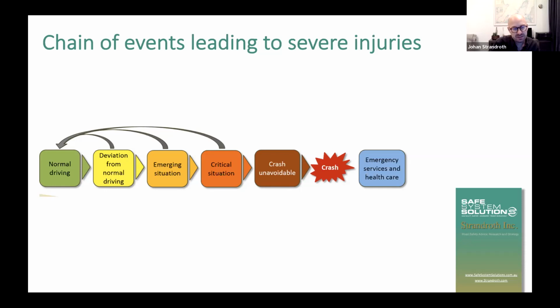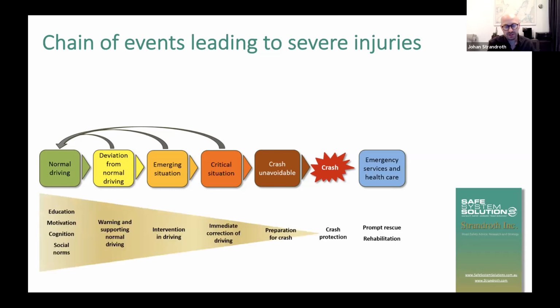Maybe I actually leave my lane, and then into a crash-unavoidable phase where it's not a matter of if, it's a matter of when I crash into that oncoming vehicle head-on. And there's a crash, and after that, emergency service and healthcare, hopefully. What we would normally say is that there are a lot of things across this chain that are valuable and could bring me back to normal driving. So in those first critical phases, the crash is still avoidable, and we can warn, we can support, we can correct, even by vehicle support systems or road support systems, etc.